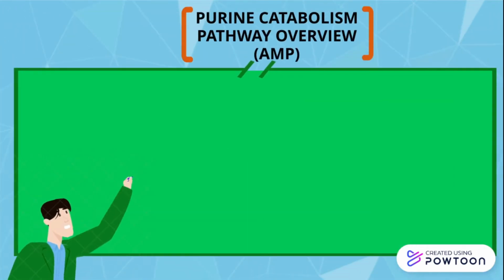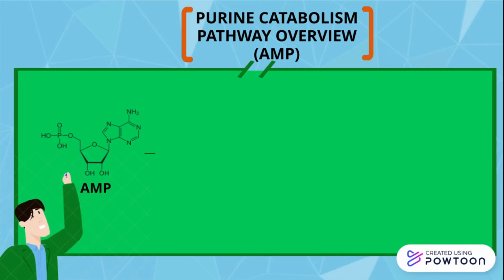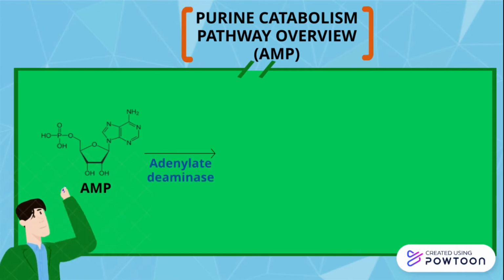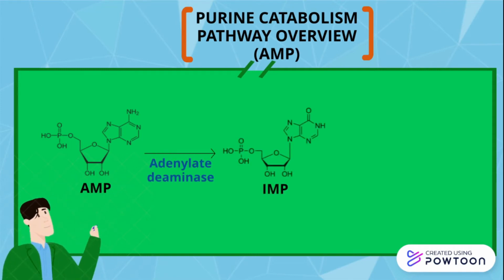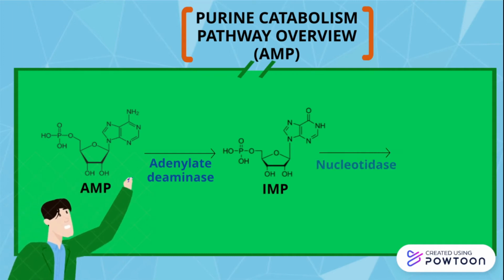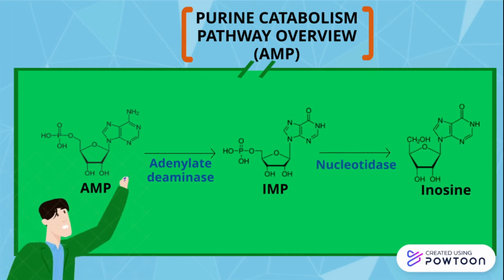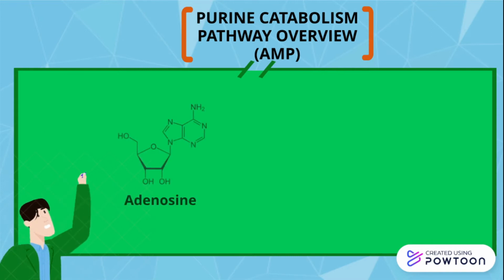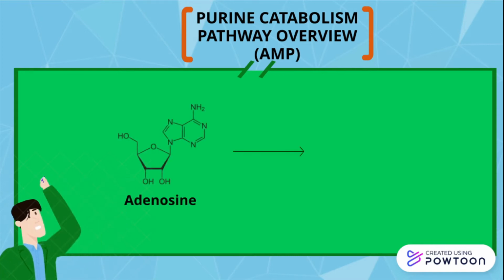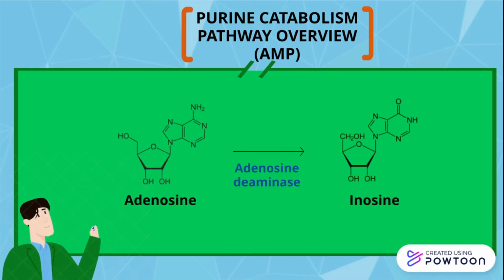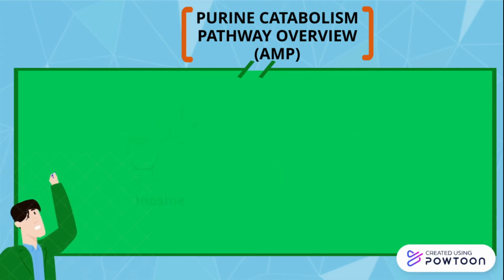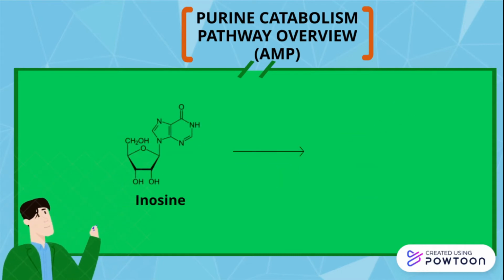Next, for AMP, usually AMP is first deaminated by AMP deaminase to form IMP again. The IMP then undergoes hydrolysis with nucleotidase to form inosine. Sometimes adenosine can be present and is deaminated by adenosine deaminase to form inosine. Next, the inosine undergoes phosphorolysis with nucleoside phosphorylase to form hypoxanthine.